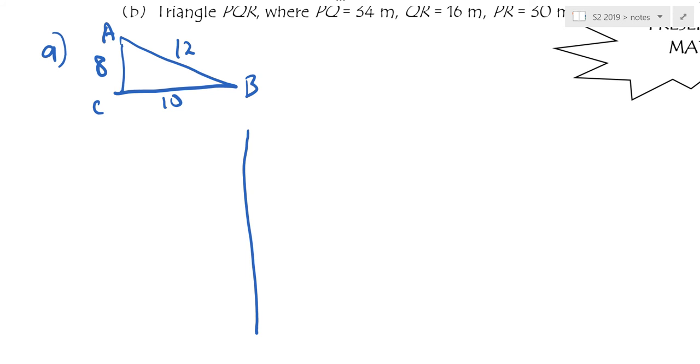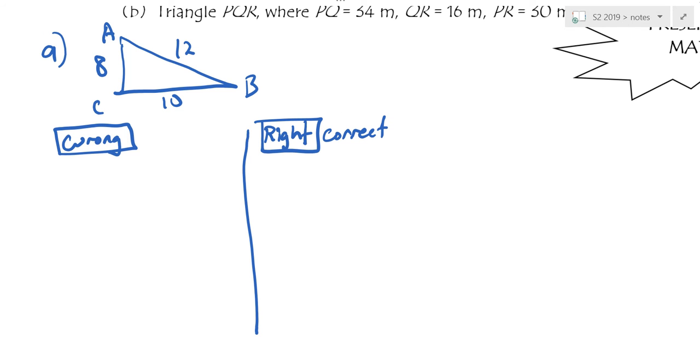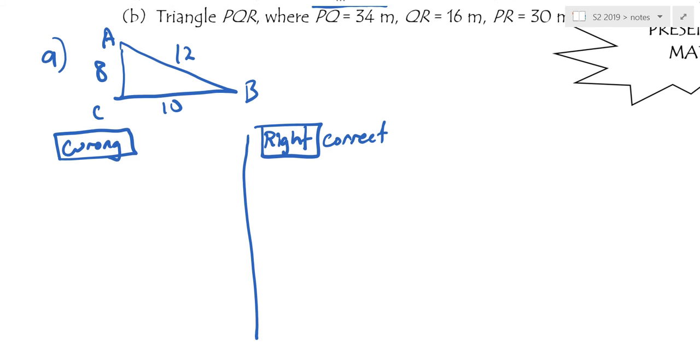Actually, am I blocking you? No. Can see, right? Okay, so the first column I want you to write wrong. And the second column I want you to write correct. Start. Now I start with the wrong one first. Now, may I ask, is this a Pythagoras? Is this a right? It's not, right?